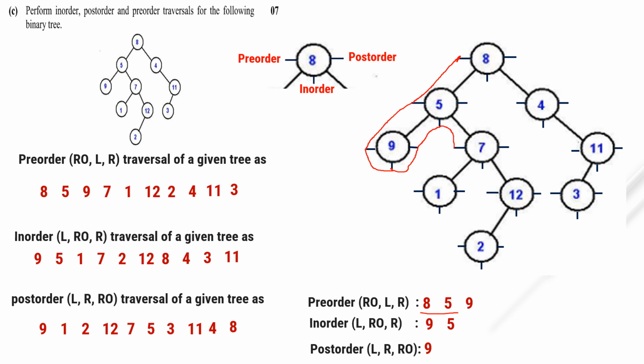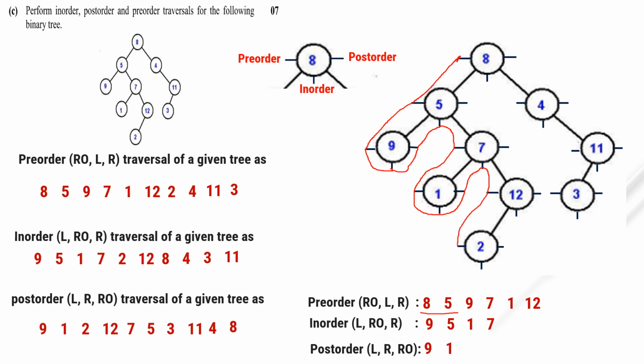What to write in pre-order? 7. What to write in pre-order? 1. Then this line indicates in-order, write 1 in in-order. This line indicates post-order, so write 1 in post-order. This line indicates in-order, so write 7 in in-order. Then go to this pre-order, so 12 will be in the pre-order.